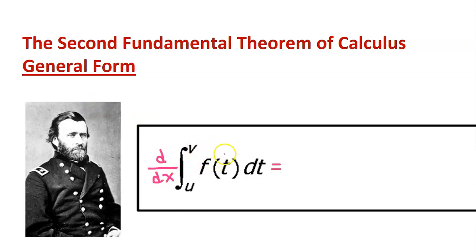first you plug in the upper function, so I will have f at v, but then you multiply by the derivative of v. Then you subtract, and you plug in the lower function. So I subtract f at u times u prime.